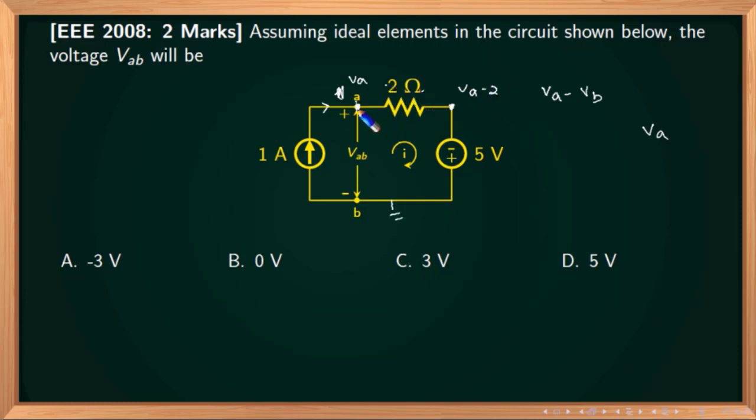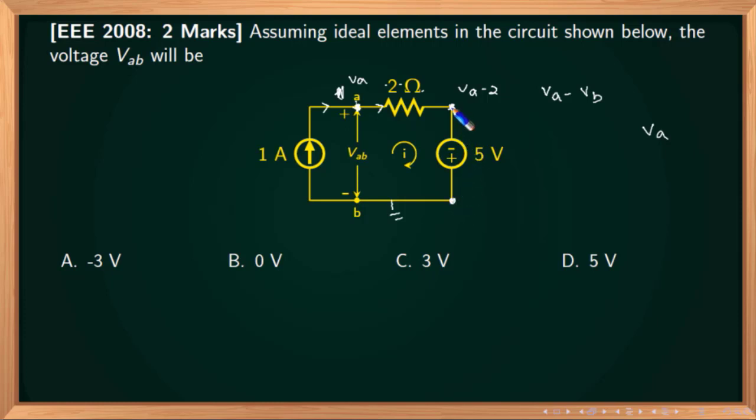This point must be VA minus 2, because 2 into 1, right? This is VA. Now this potential will be higher than this point by 2 into 1. 1 is the current through the 2 ohms. 2 into 1 will be the potential drop. Potential drop means this potential will be lower than this one by a value of 2. So I am just writing the loop equation in that sense. This is VA minus 2.